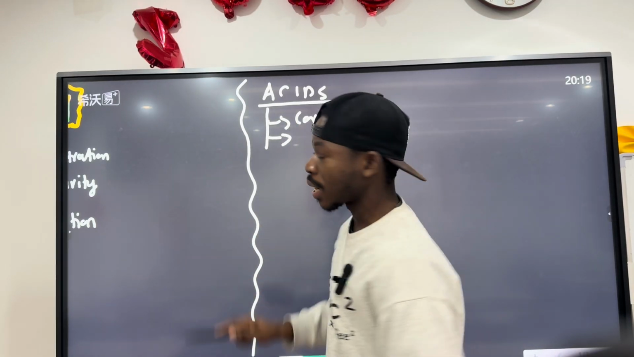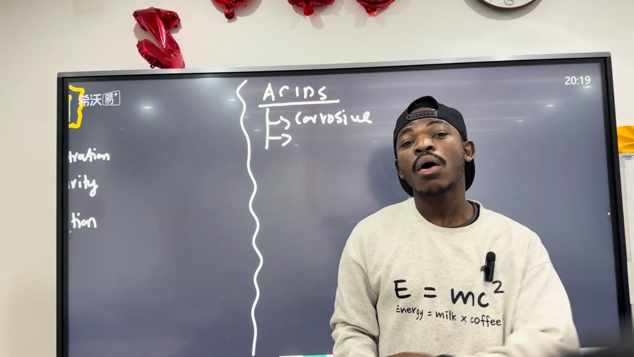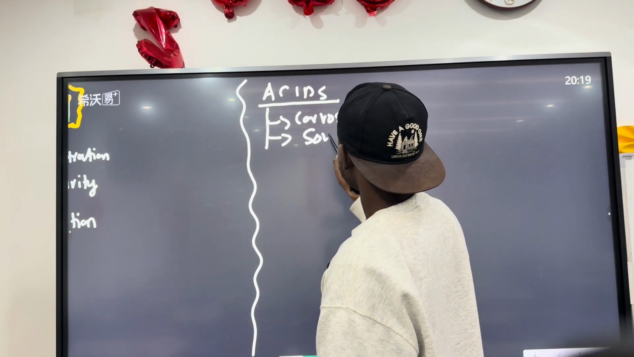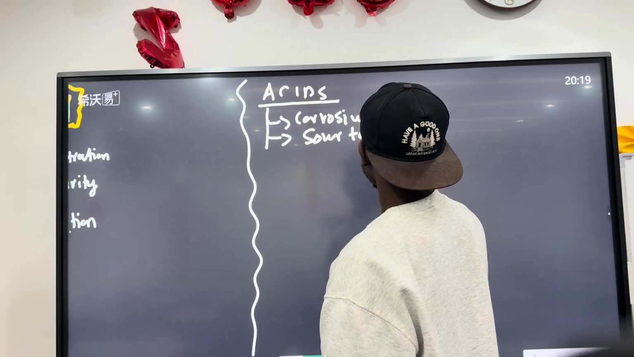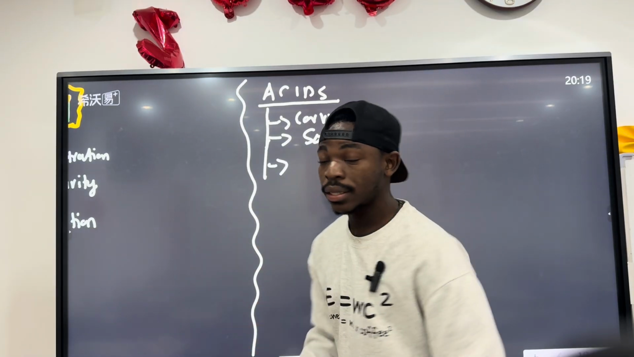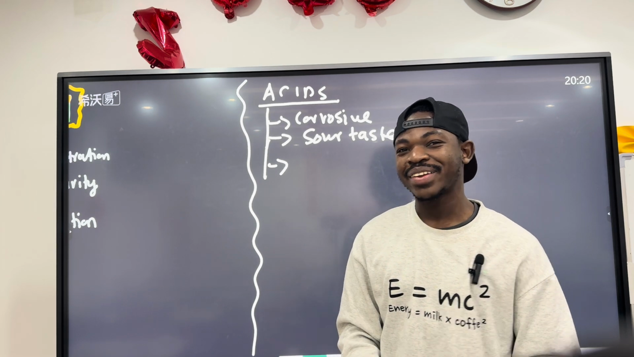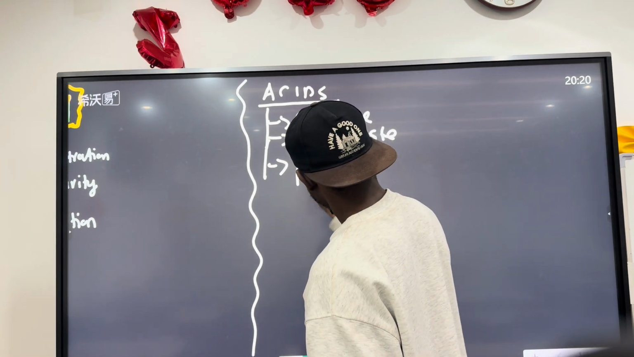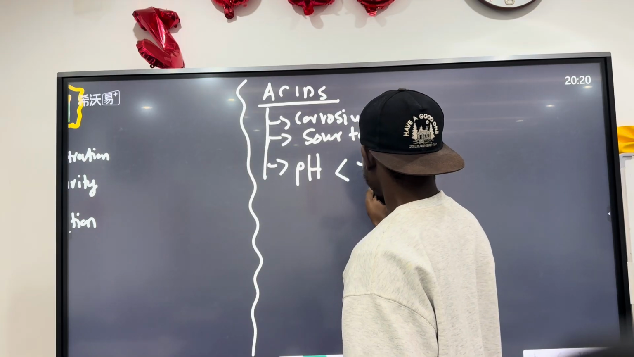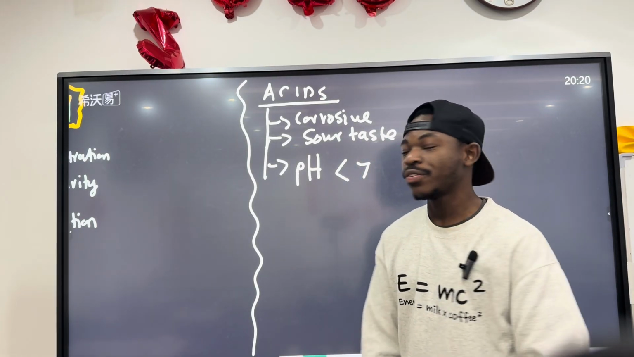What else do you want to know about acids? These acids have a sour taste. And these acids usually have a pH value less than 7. Their pH value is less than 7.